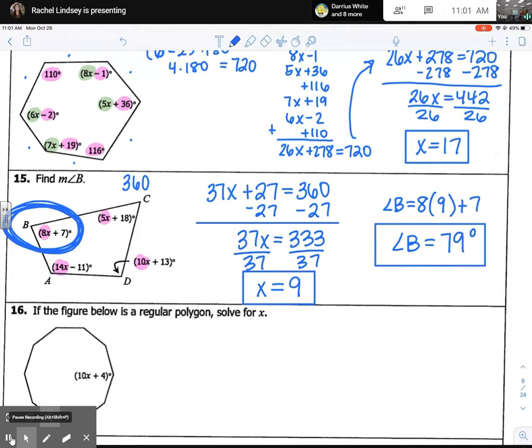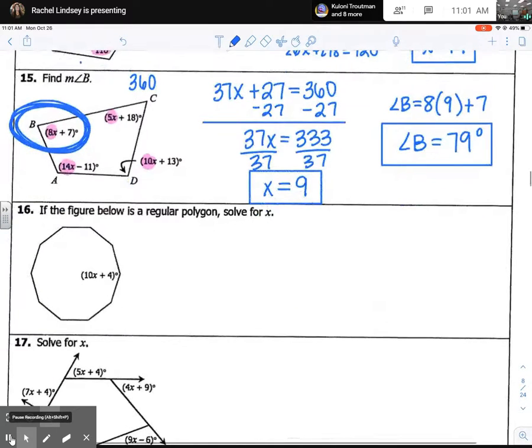Okay, on number 16, there are at least 2 different ways you could go about doing this. First things first, we need to figure out how many sides this polygon has. So it has 1, 2, 3, 4, 5, 6, 7, 8, 9, and 10. So it has 10 sides.